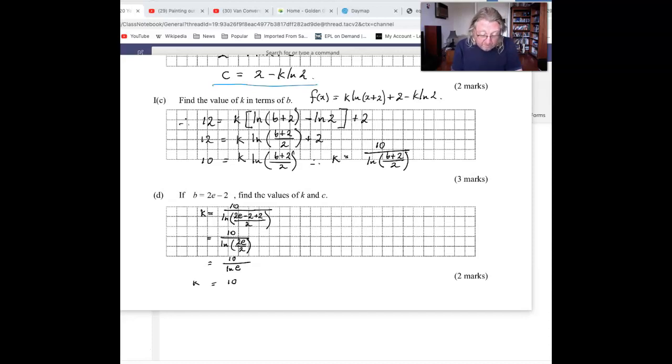Now we can find out what c is. 2 minus k, which is 10 log 2. So k is equal to 10, and c is equal to 2 minus 10 log 2.